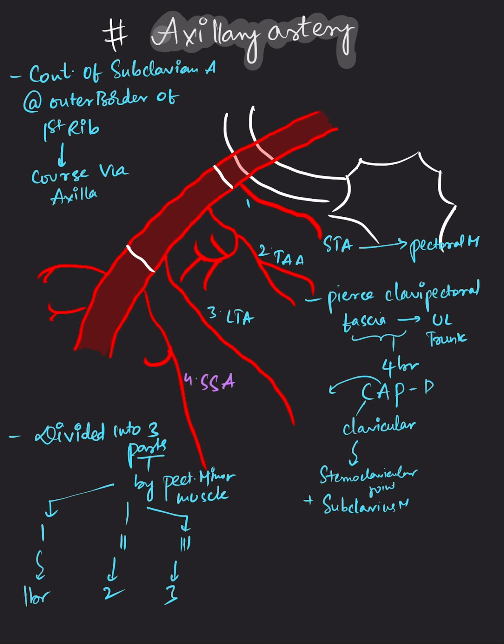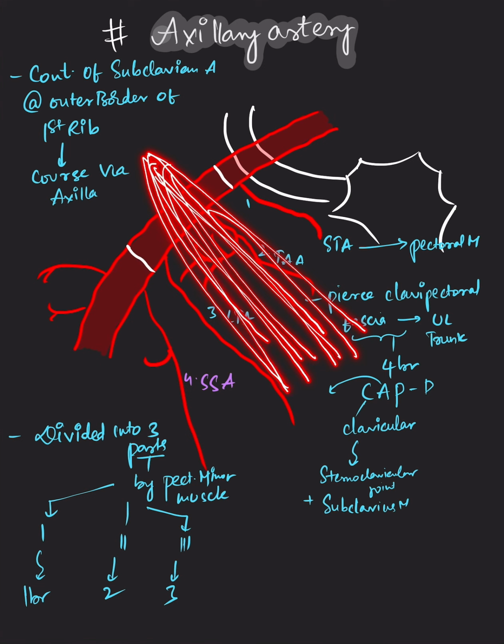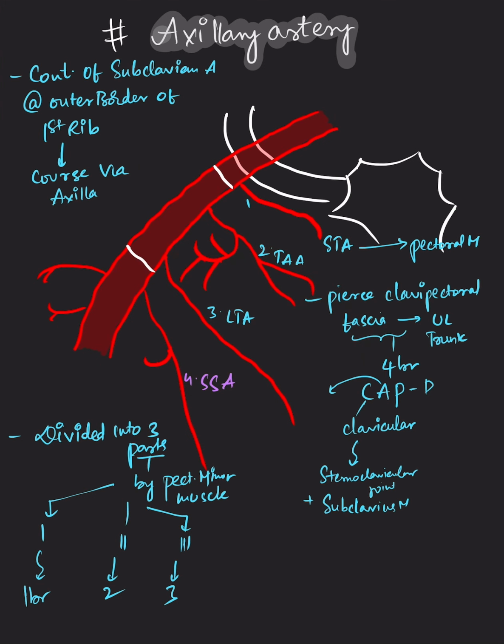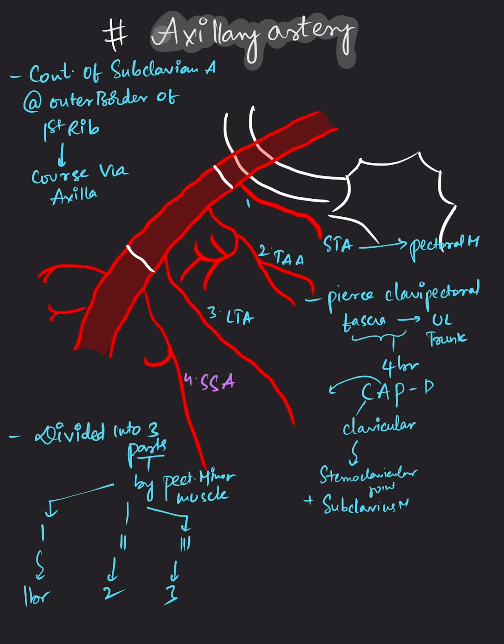During its course in the axilla it is divided into three parts by a muscle called the pectoralis minor muscle. The first part is present proximal to it, the second part is present beneath it, and the third part is present after this. So it is divided into one, two, three parts by the pectoralis minor muscle.